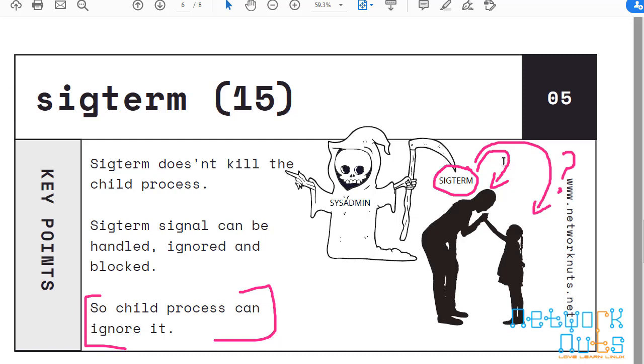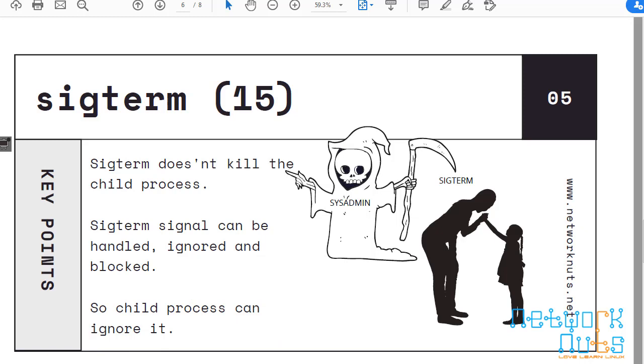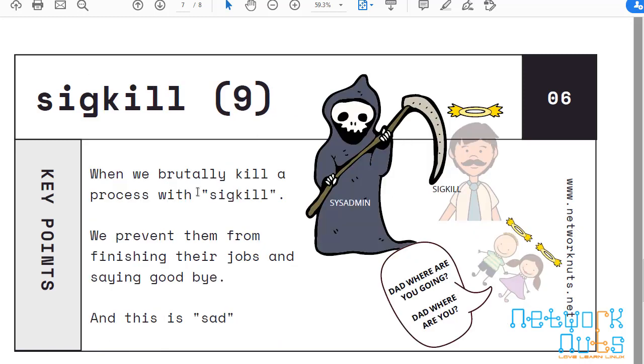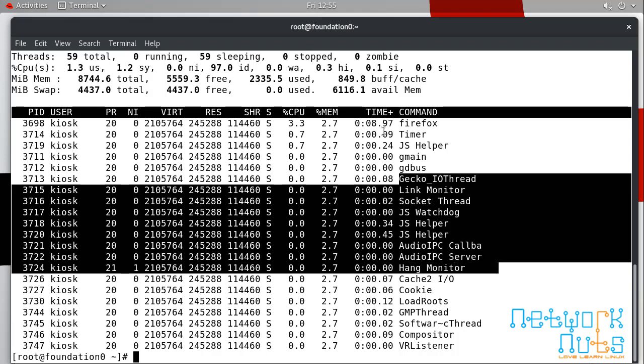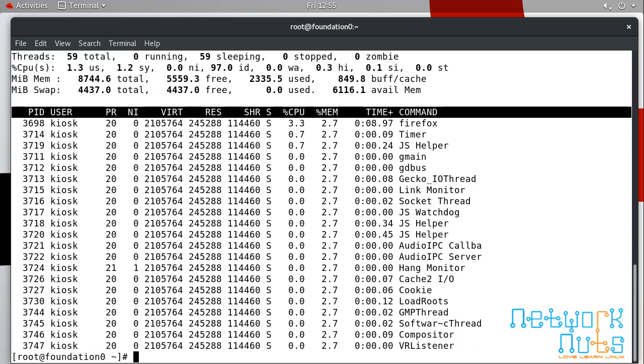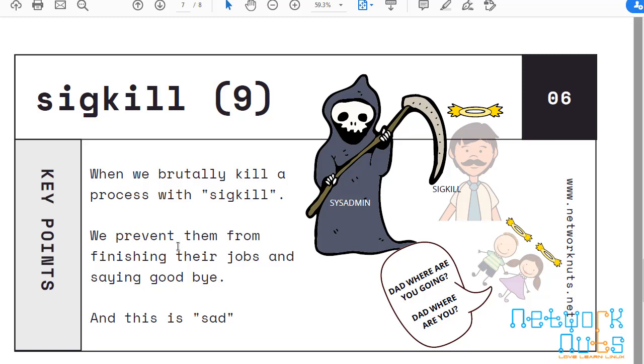Now, what happens when I say SIGKILL? When I give signal 9, SIGKILL, I am brutally killing the whole family. That's it. The father died, the threads died, everyone died abruptly. This is a bad, bad thing. The children don't know that the parent has died. The parent doesn't know what happened to the children. They're not able to talk to each other. Might be a child thread was doing something. If I kill it using signal 9, the whole family is killed abruptly, which is really a sad thing and a bad thing. So it might lead to data loss.